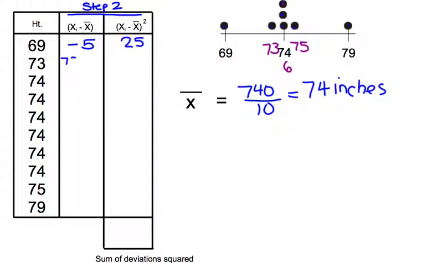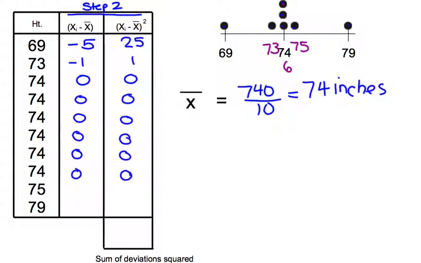Now we say 73 minus 74. Well, notice you're going to get negative 1. And then we're going to square it. Negative 1 times negative 1 is 1. Now we take 74 minus 74. Well, you'll notice you get 0. And you square it, you get 0. So all of these values do not have any difference from the mean.